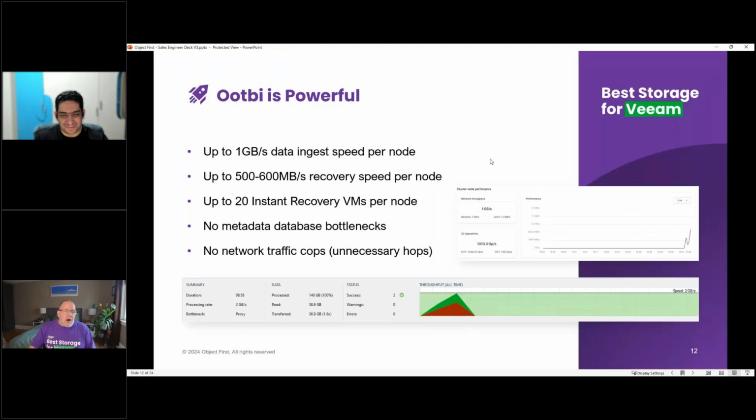Okay, so OOTBI is powerful: 1 gigabit ingestion per node. So if you have a 4-node cluster, you're going to get 4 gigabytes per second. 500, 600 megabytes recovery speed per node, 20 instant recovery VMs per node. So with the 20 instant recoveries at the same time, those were workloads that obviously weren't all huge SQL servers with millions of transactions. Keep that in mind. No database bottlenecks. Why is that important?